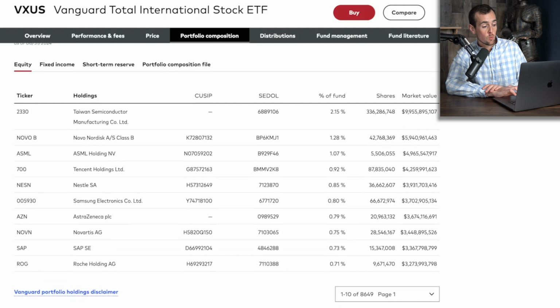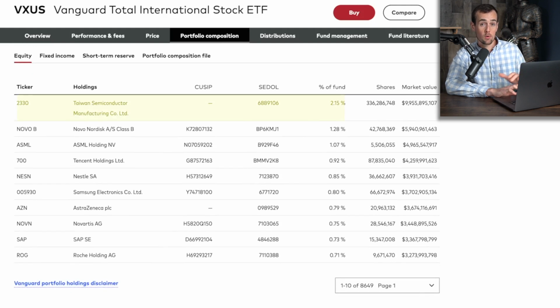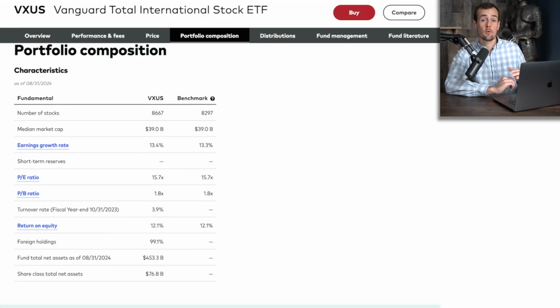Taking a look at the individual holdings, we can see the largest component of this portfolio is the Taiwan Semiconductor Manufacturing Company at 2.15%, and you'll also see a couple of other names that many will recognize. For example, we have Tencent, Nestle, Samsung Electronics, AstraZeneca, SAP, etc. So this fund would be good for someone who's looking for that international exposure, but they're looking to be a bit more aggressive than strictly investing in the developed markets. So this would be one that you may want to consider for your overall portfolio.